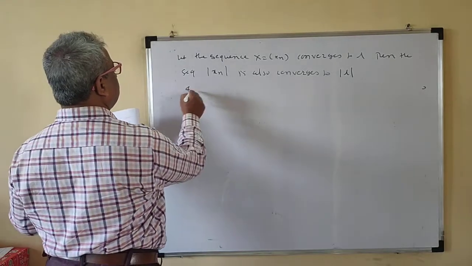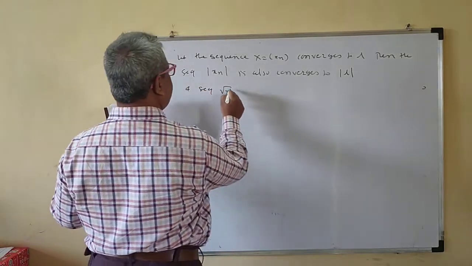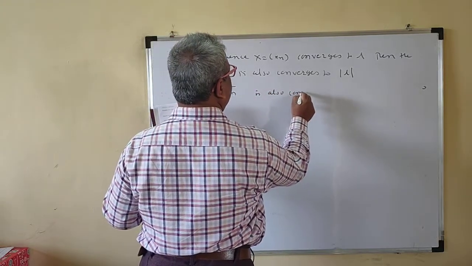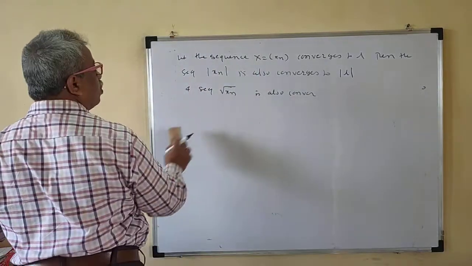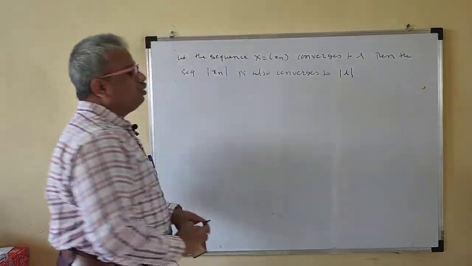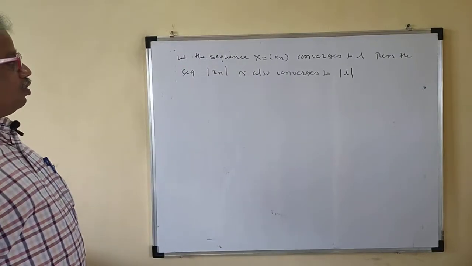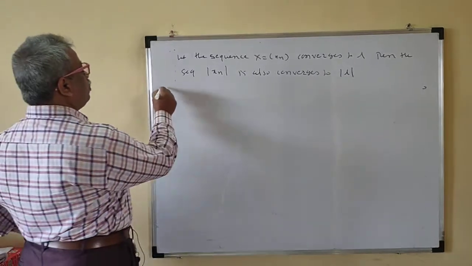And the sequence root of xn also converges to root of l. For the root, you have to take a sequence of positive terms; you cannot take it otherwise. Okay, so proof.